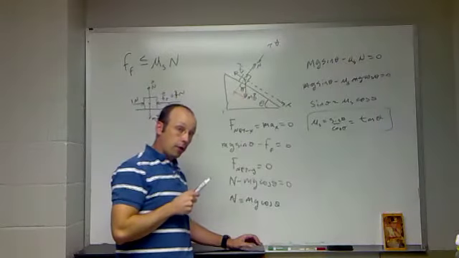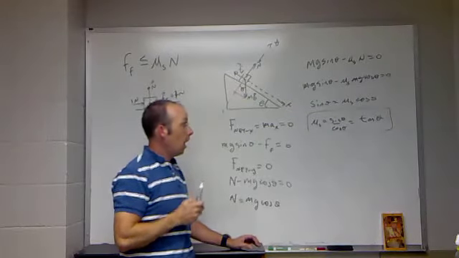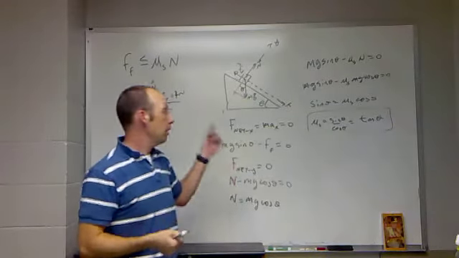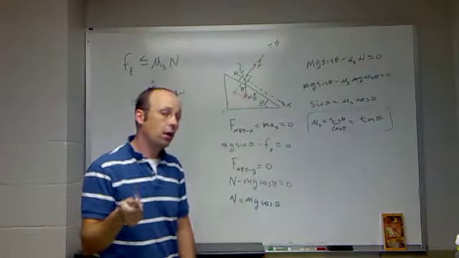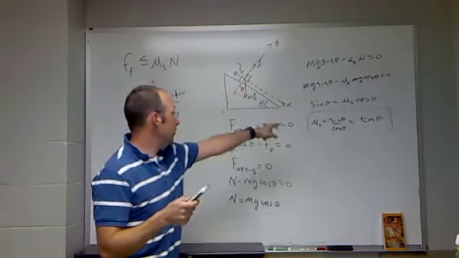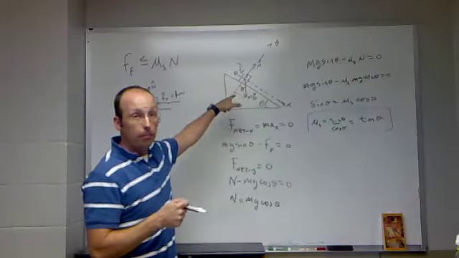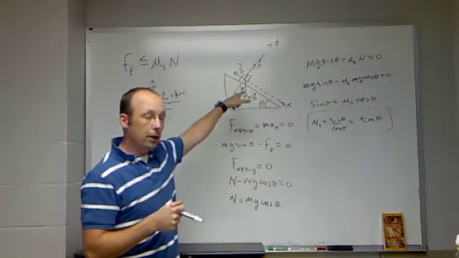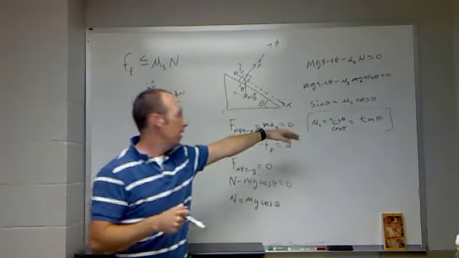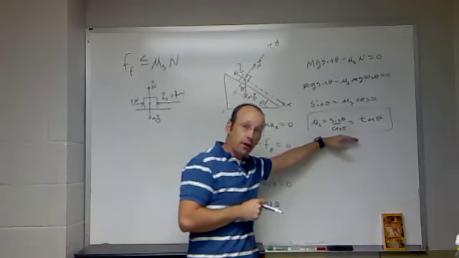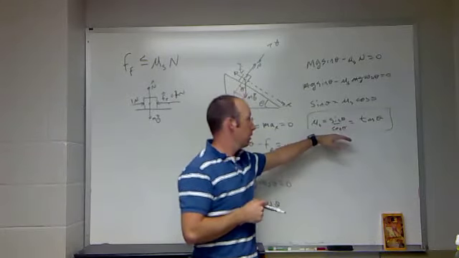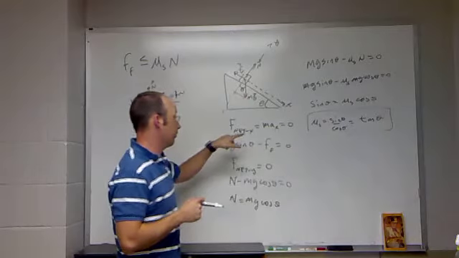Here's the dangerous part. The dangerous thing is to say, oh, it's a block on a plane, mu s equals tangent theta. I see that all the time, but don't do that. This is the answer to this particular problem. I could change it just a little bit, and that's no longer a fundamental idea. A lot of times I see students try to start here and use this. Don't do that. Start with F net equals ma.